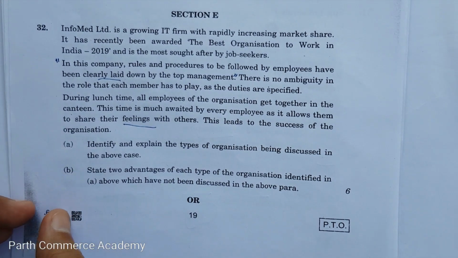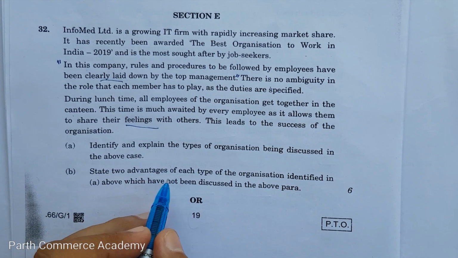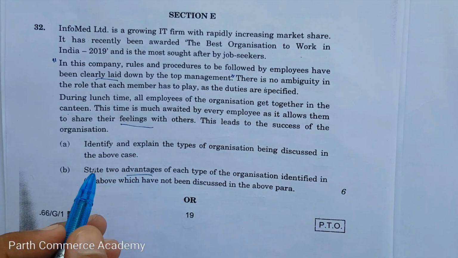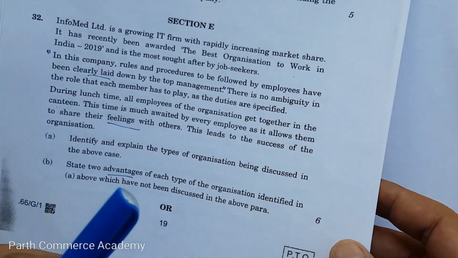So two organizations are there, and you have to write two advantages of each type. So you can write two advantages of a formal organization as well as an informal organization. So you can mention the advantages yourself.